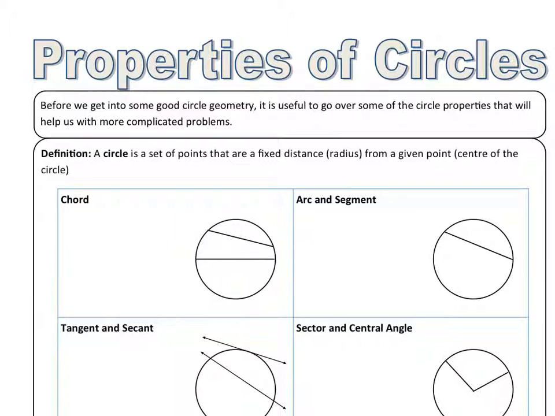So a circle is a set of points that are a fixed distance or radius from a given point, or the center of a circle. And then I'm just going to go through some of the terms and tell you what each thing is. So a chord is a line that goes from one point on the circle to another point in the circle within the circle. Now we have a special chord that goes right through the middle, and that's called the diameter.